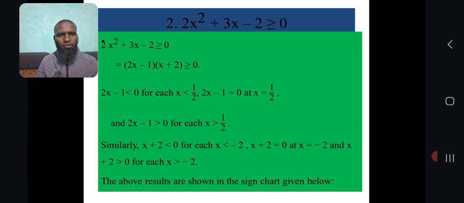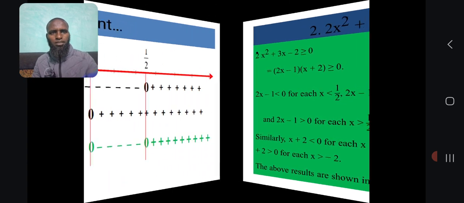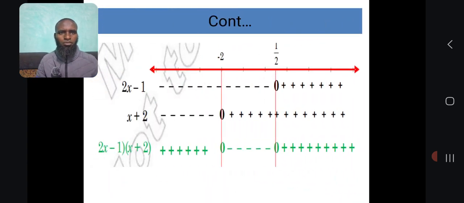Similarly, we can have x + 2 less than 0 for each x less than −2. x + 2 equals 0 at x = −2, and x + 2 is greater than 0 for x greater than −2. You have to see this one on a sign chart. These above results are shown in the sign charts given below. −2, 1/2. We will put the numbers orderly because −2 is less than 1/2.